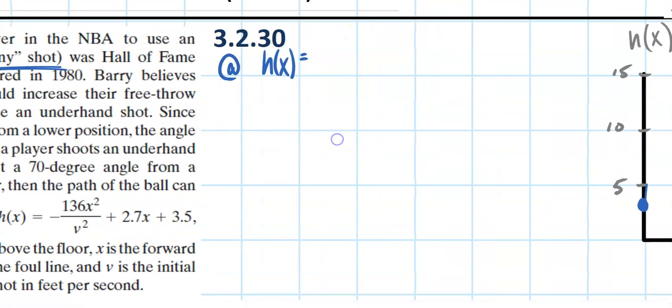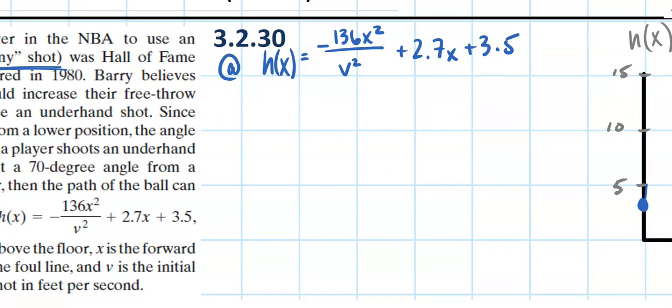In question A, we know that h of x, the height of the ball, is dependent upon this formula. And we're also told very specifically that x has to be 15 feet in front of the person that shot the ball, and the height of the ball has to be exactly 10 when x is equal to 15. So we can make those substitutions.